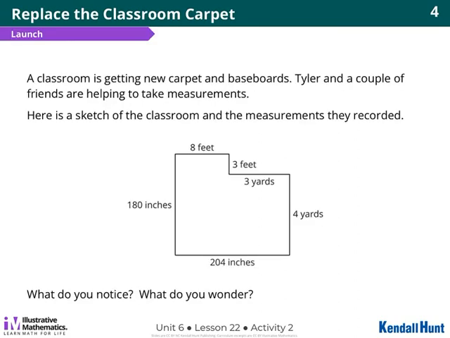Okay. So, mark your spot. This is our launch. Okay. Activity 1 was setting you up for activity 2. Here we go. A classroom is getting new carpet and baseboards. Do you guys know what baseboards are? Yeah. What are they? Raise your hand. I don't know if I would have known as a 4th grader, but maybe. Jerica, what are baseboards?